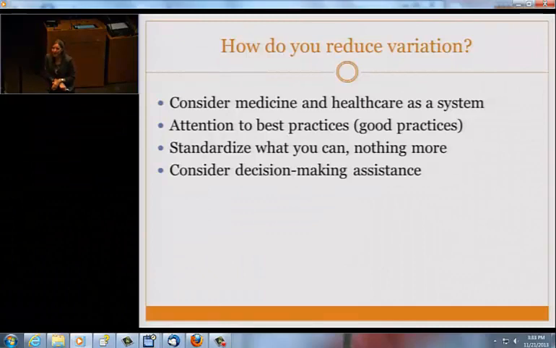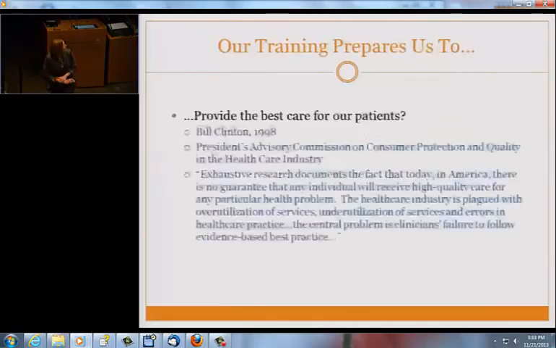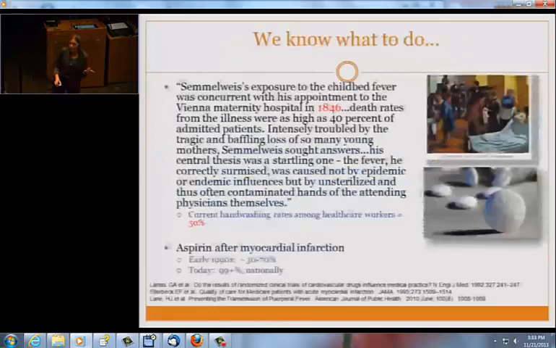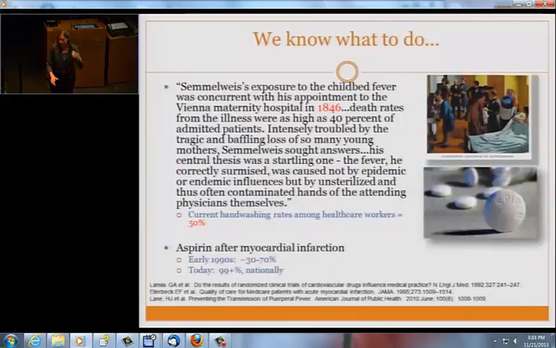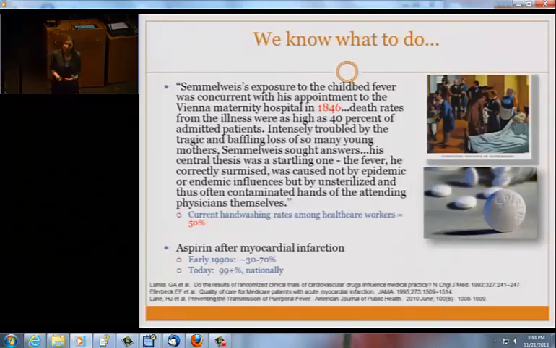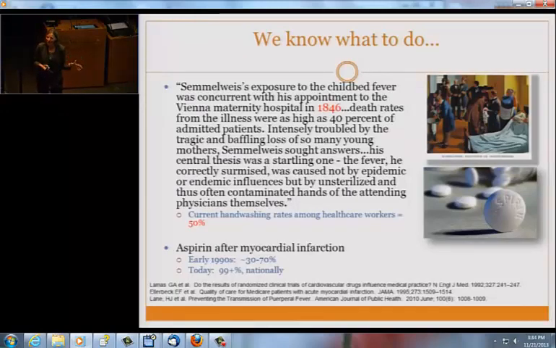An example of this, I'm going to move forward here, is that we know what to do, but we don't always do it. The prime example is hand washing. Semmelweis, 1846, maternal child bed fever. Up to 40% of women giving birth were suffering complications or death. Why was that? What did he eventually come up with?